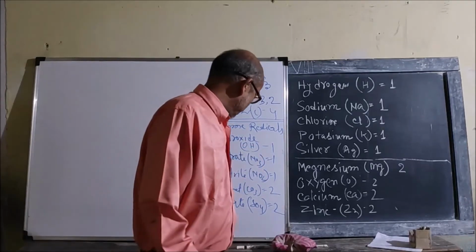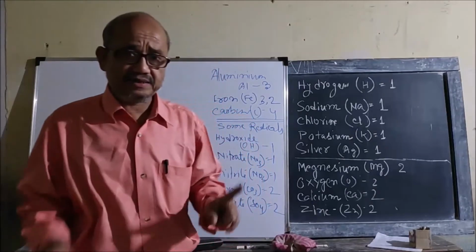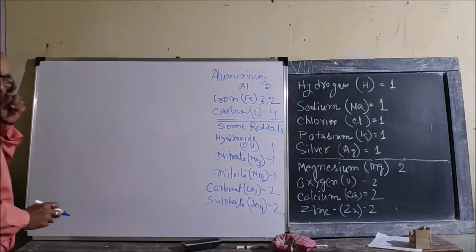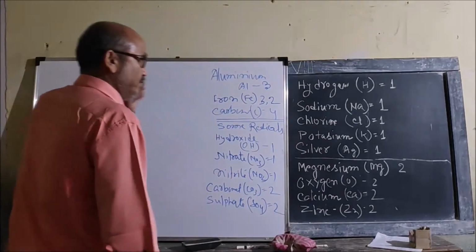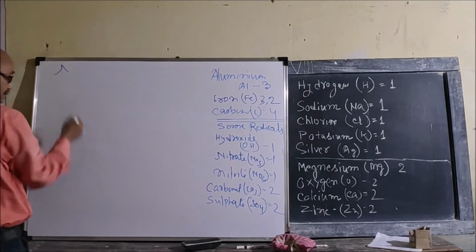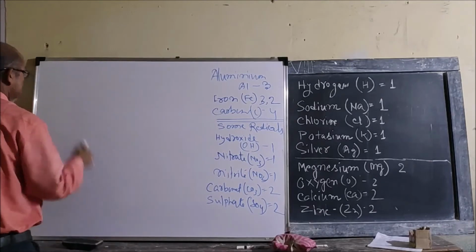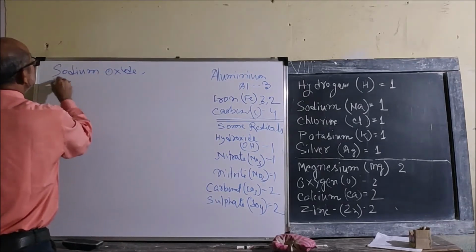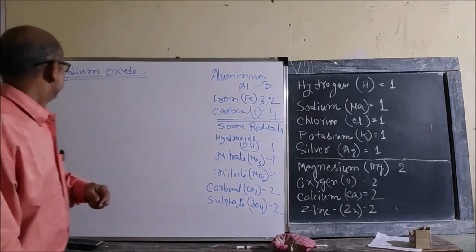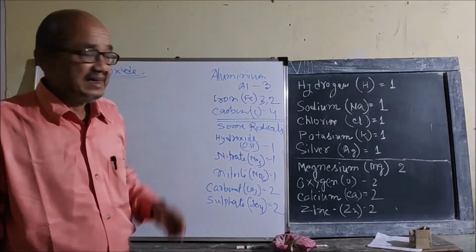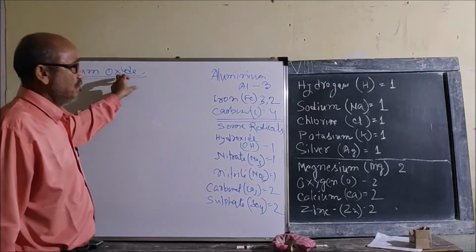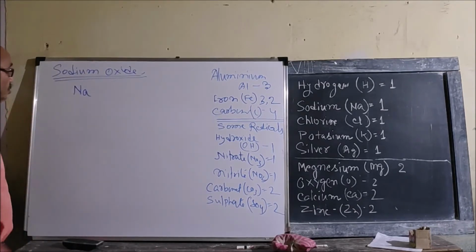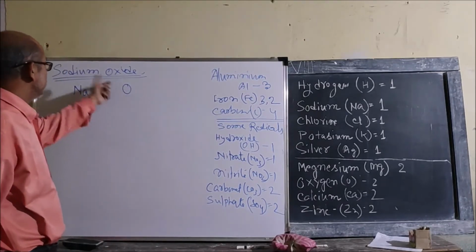To write the chemical formula of a compound, we have to separate the constituent elements of the given molecule. Suppose you are asked to write the chemical formula of sodium oxide. Sodium oxide means one is sodium and another is oxygen. So we write separately sodium, oxygen. These are the constituent elements of sodium oxide.